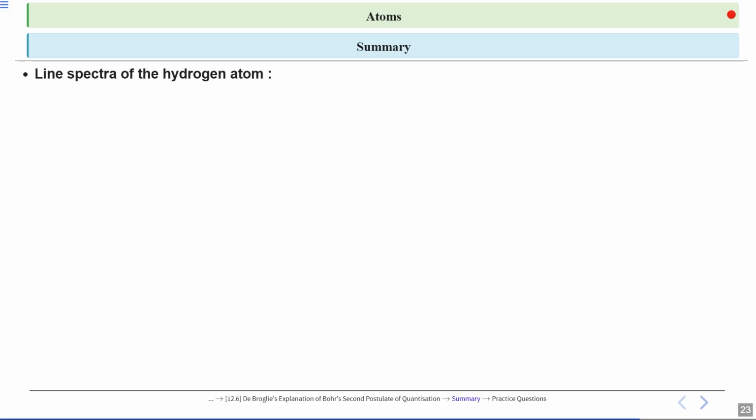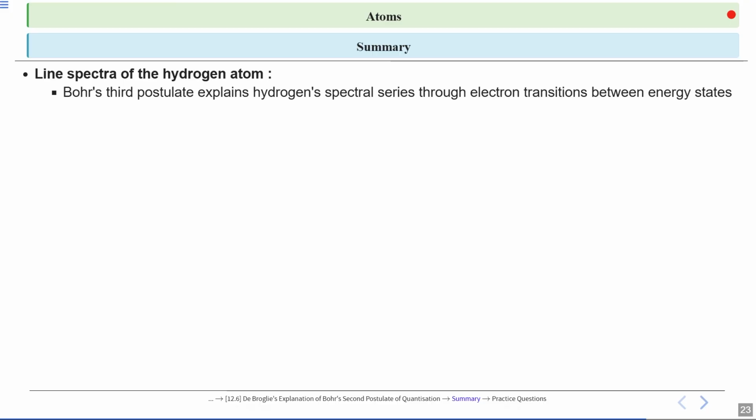Now let's summarize the topics that we have discussed today. Let's start by looking at the line spectra of the hydrogen atom. So Bohr's third postulate explained that the spectral lines of hydrogen are due to electrons jumping between different energy levels in an atom. When an electron moves from a higher energy state to a lower energy state, it emits light at a specific wavelength.